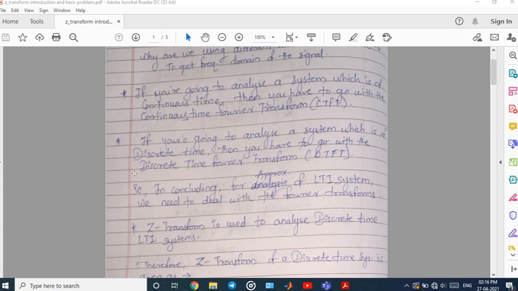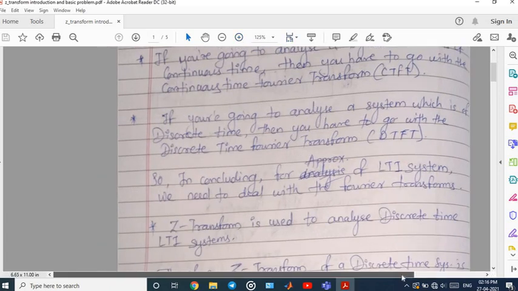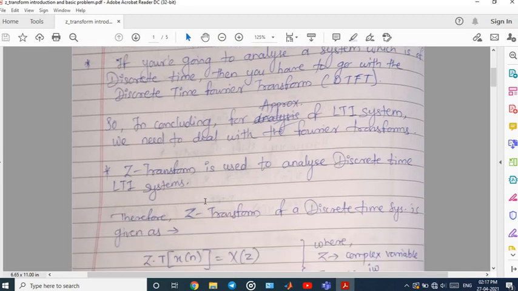Okay. So there are some disadvantages or limitations of this DTFT. So that is the reason why we are using the Z transform. Okay, so in concluding, I'll zoom it. So in concluding, for approximation of linear time invariant systems, we need to deal with the Fourier transform. Okay, so now this chapter consists of Z transform. It is used to analyze the discrete time LTI system.